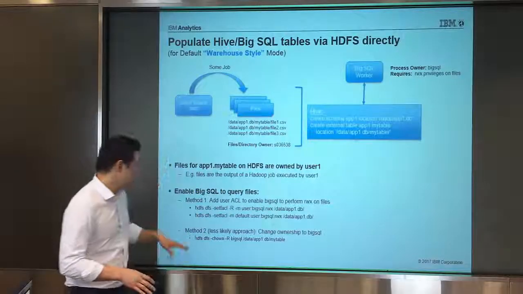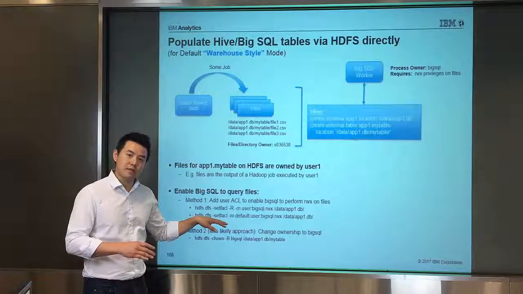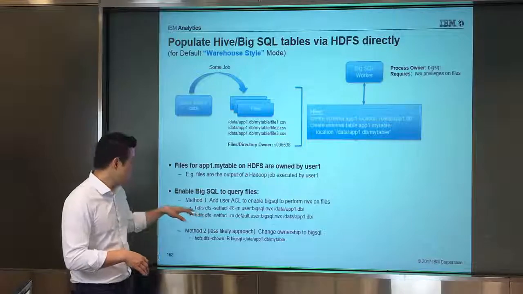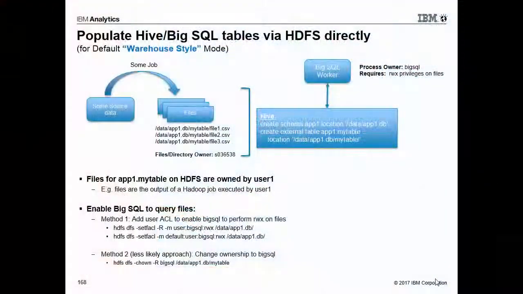The second option is to take advantage of access control lists that are already in HDFS. So you could say hdfs dfs -setfacl -R, that means recursive, -m means modify. The user Big SQL, that's the user I want to give access to. And now the permission will be read, write, execute. That's what Big SQL requires.